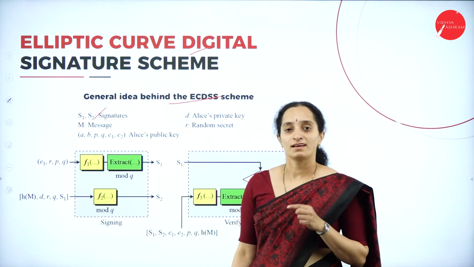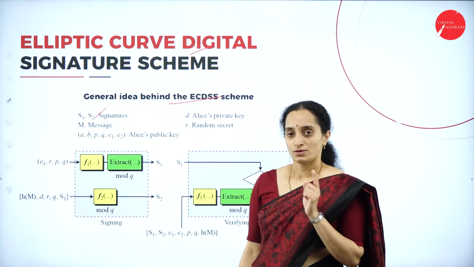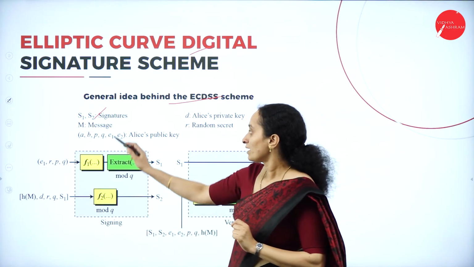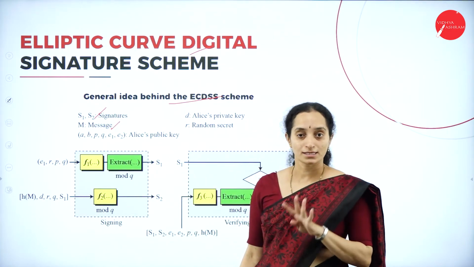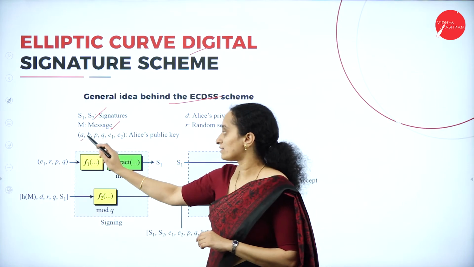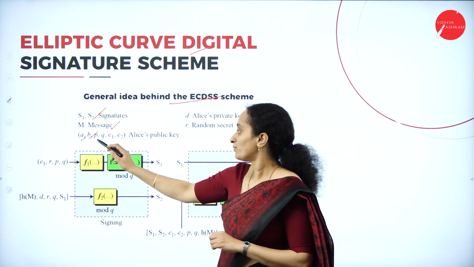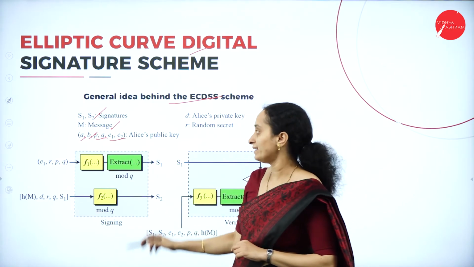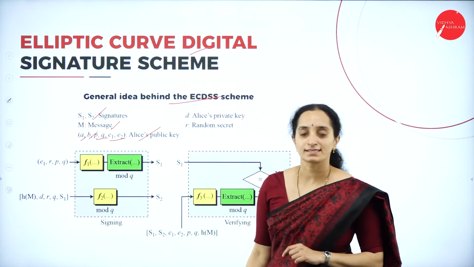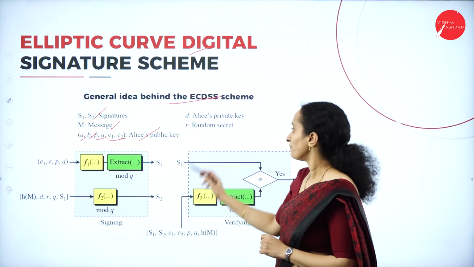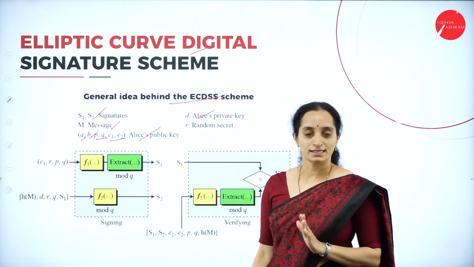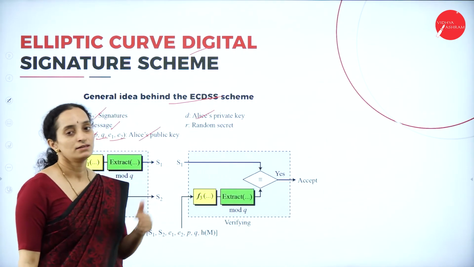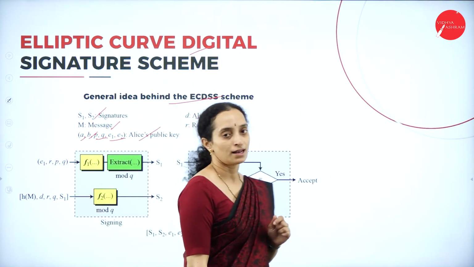But here we again use two signatures, as in ElGamal and DSS, and a message with 6 values. So we have A and B, 2 primes P and Q, and 2 values E1 and E2, which act as the sender's public key. And as usual, D is the sender's private key and we have R, the random number.